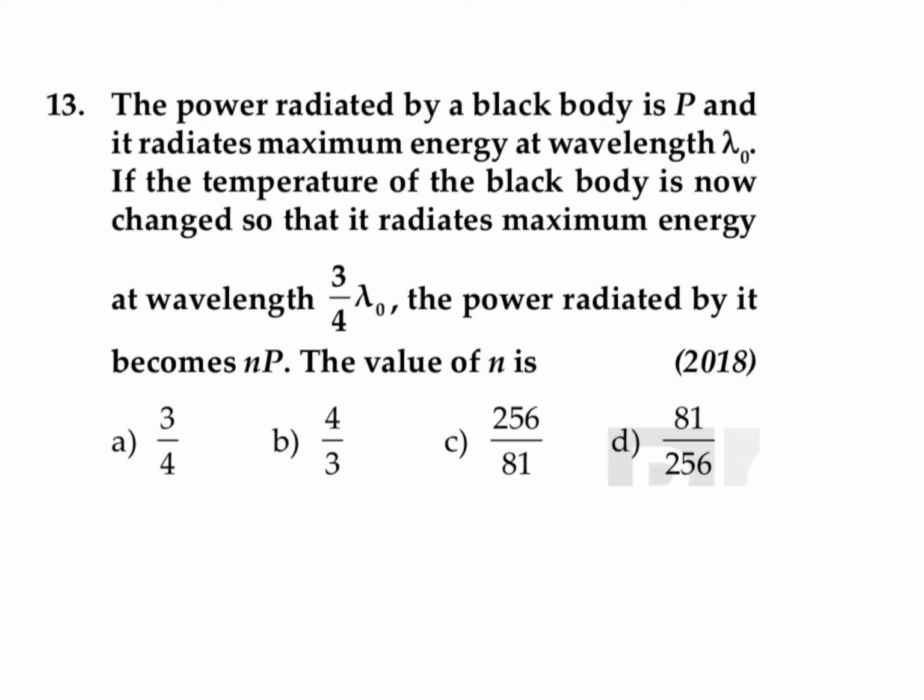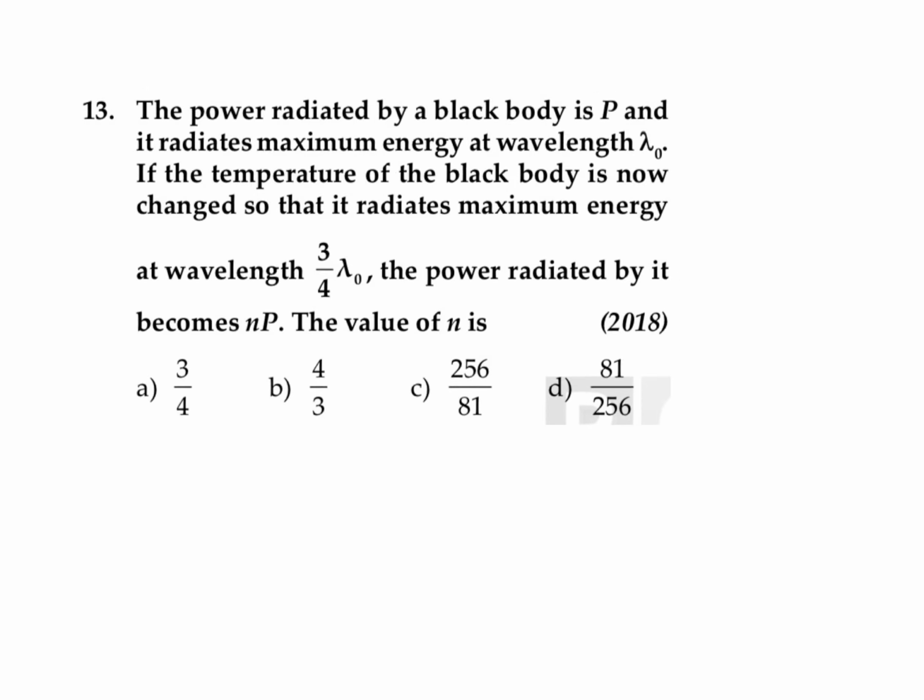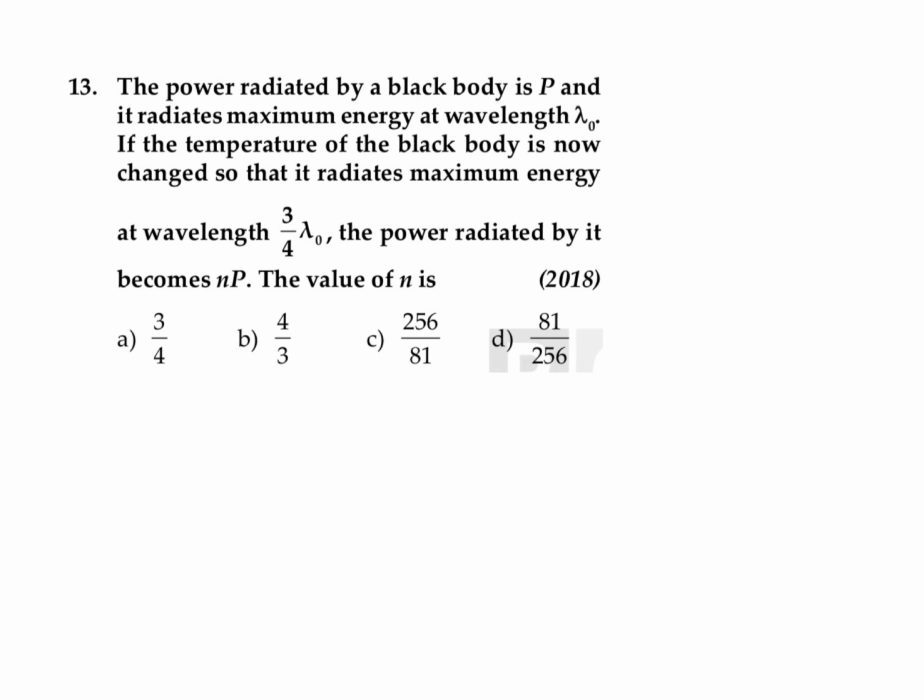In this question, it is given that the power radiated by a black body is P and it radiates maximum energy at a wavelength lambda naught. If the temperature of the black body is now changed so that it radiates maximum energy at a wavelength that is 3 by 4 lambda naught, the power radiated by it becomes NP. Find the value of N.